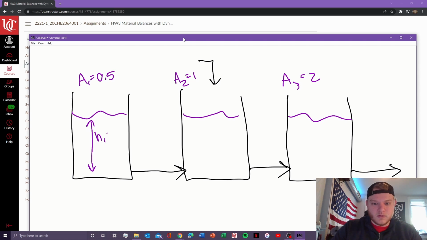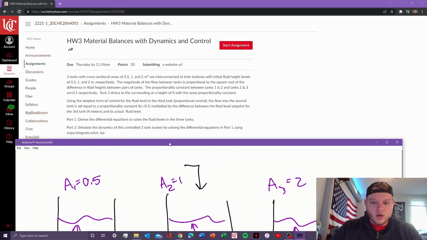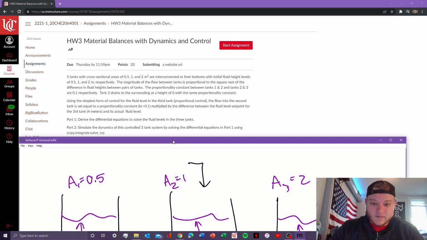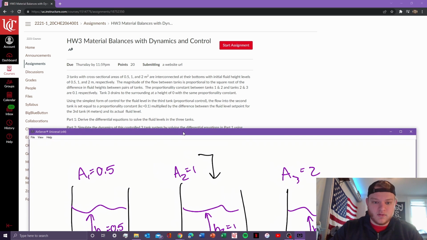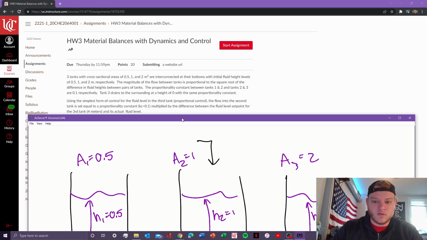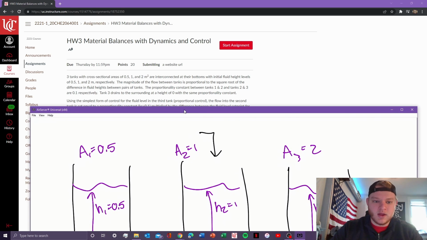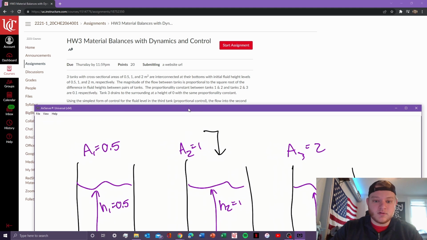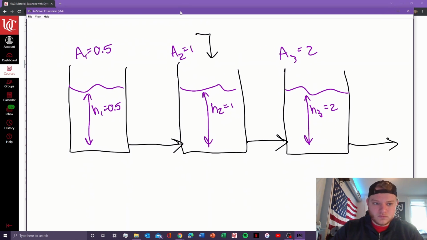We see that the magnitude of the flow between the tanks is proportional to the square root of the difference in fluid heights between the pair of tanks. The proportionality constants between tanks 1 and 2 and between 2 and 3 are 0.1 respectively. And then tank 3 drains to the surroundings at a height of 0 with the same proportionality constant.